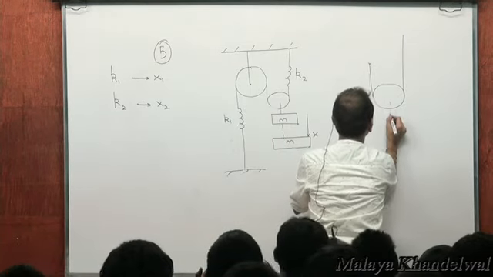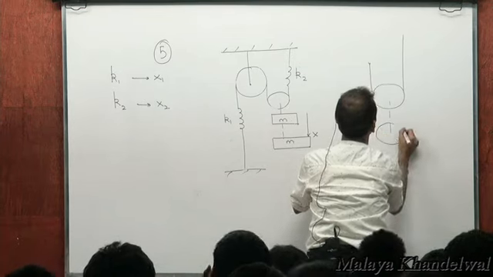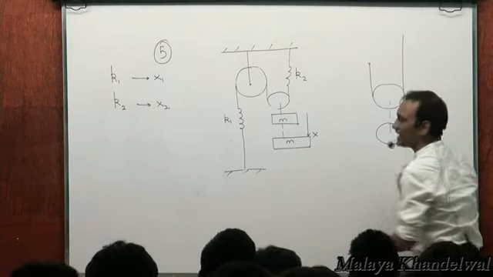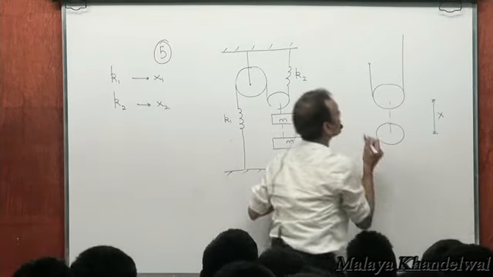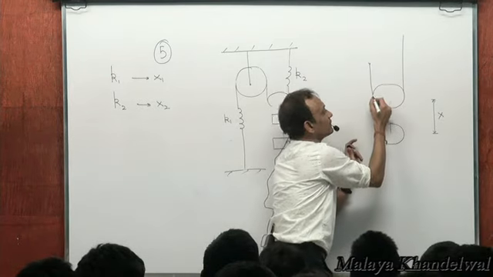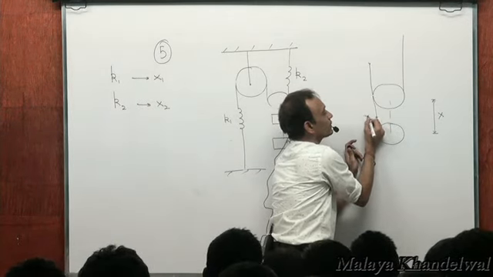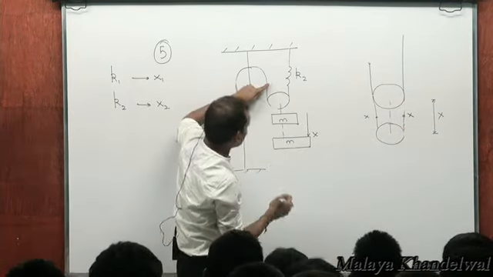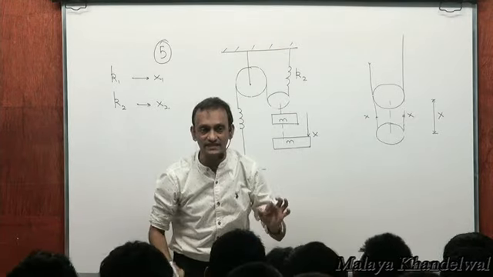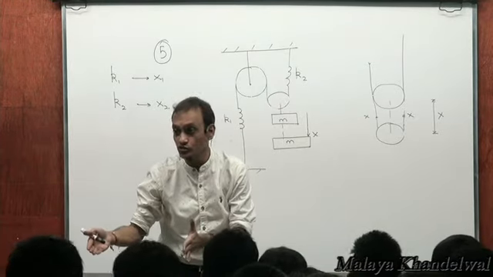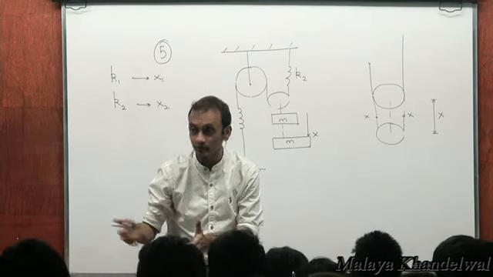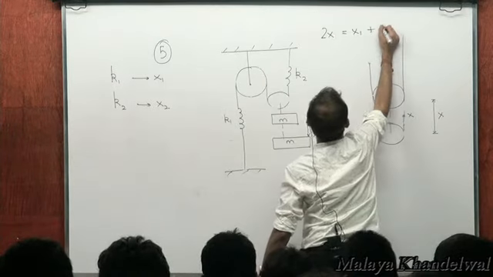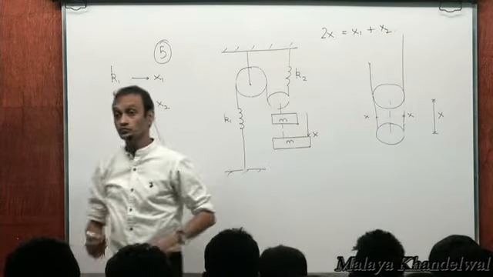So if the pulley moves down by a certain amount x, that means the mass has moved down by an amount x. Then this portion of the spring will increase by an amount x, and this portion will also increase by an amount x. So the total change in length of the spring is going to be 2x, which must be x1 plus x2. So 2x must be the elongation of spring 1 plus the elongation of spring 2.